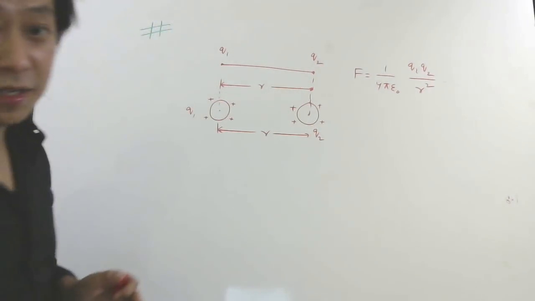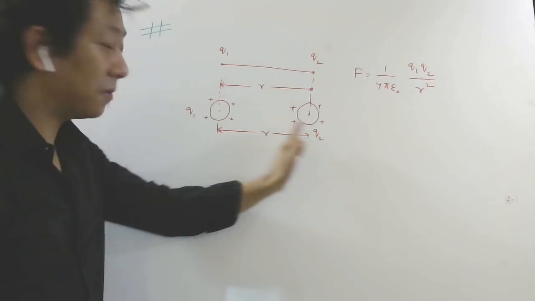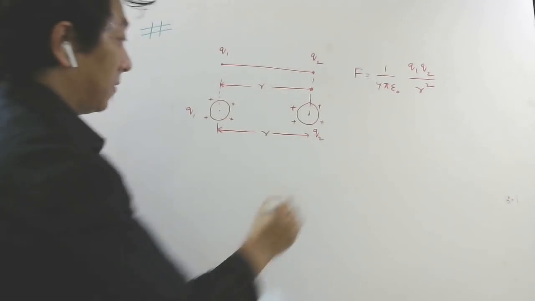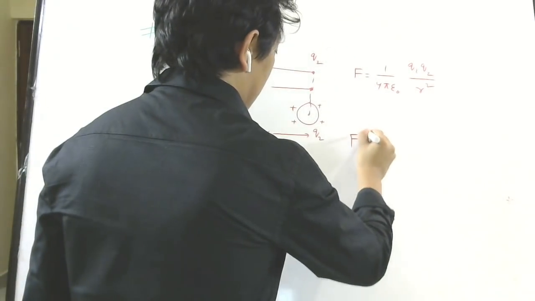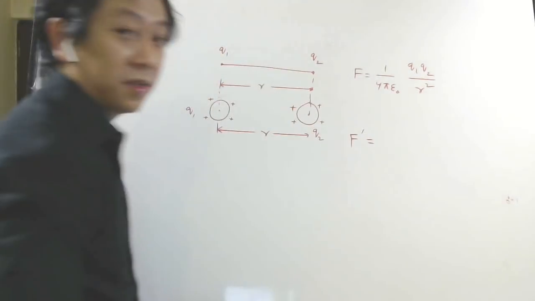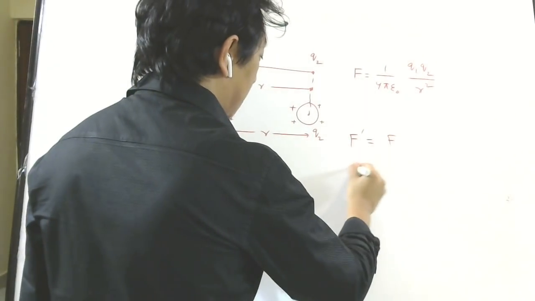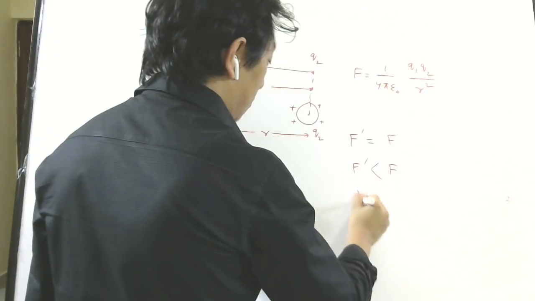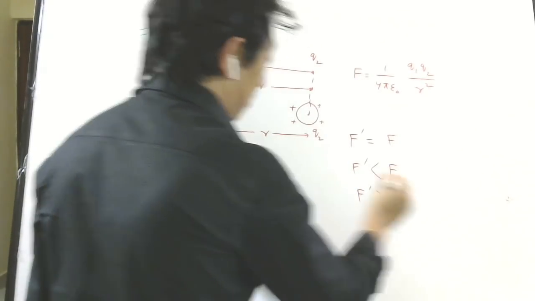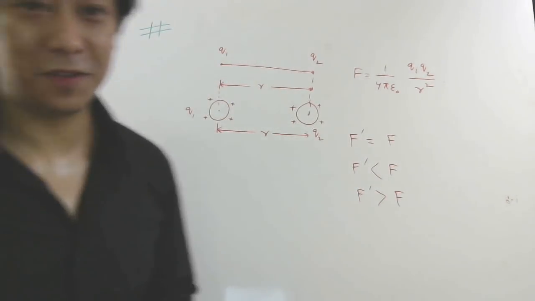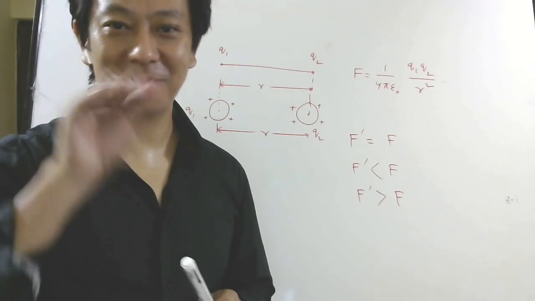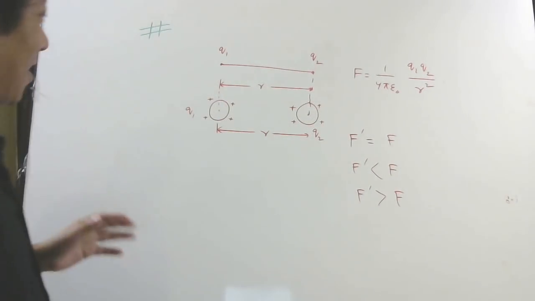My question is, whatever is the force of repulsion between these two spheres, if I call it F dash, then what will be this F dash? Will it be F? Will it be less than F? Will it be greater than F? Or data is insufficient? Don't say the fourth one, okay? So how do we solve this?